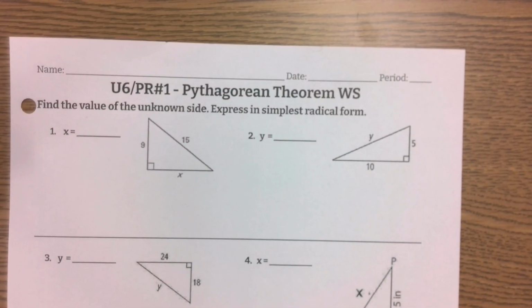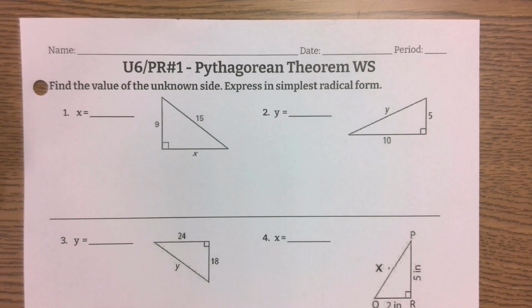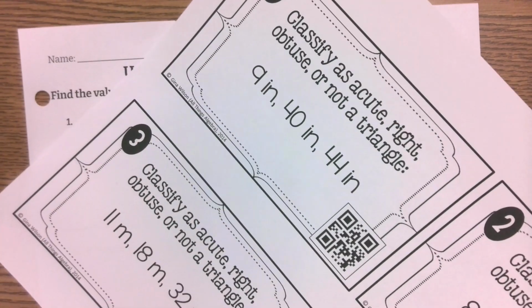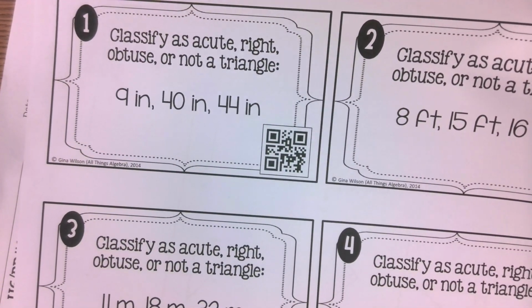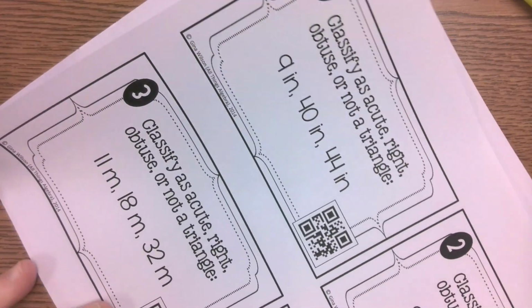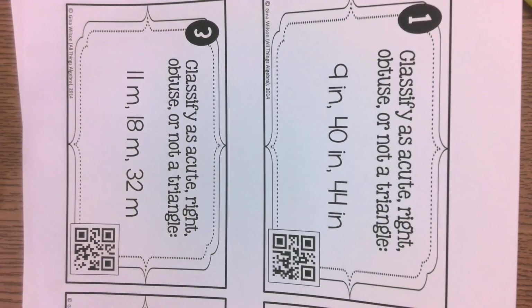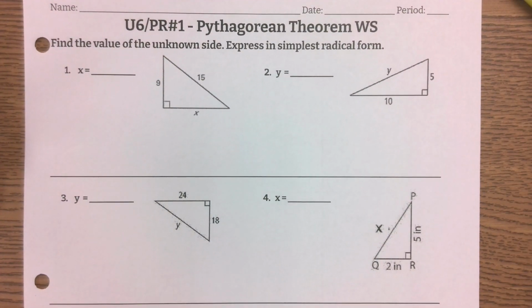So after you finish this video, you're going to finish this worksheet, Pythagorean Theorem worksheet number 1, and you're also going to work on these task cards, which look like this, that are posted around the room, asking you to classify triangles using the Pythagorean Theorem Converse. I've also posted this to Schoology in case you want to look at the problems there.